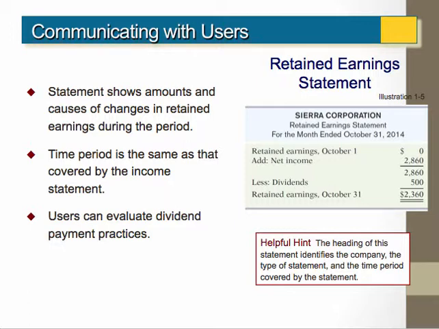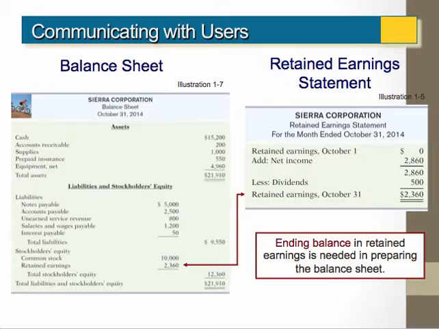Now that we have computed the ending retained earnings balance, we will use it for the next financial statement. As mentioned before, the balance sheet shows the financial position of a company on a specific date. Note the way the date is represented on this statement compared to the income statement or the retained earnings statement.